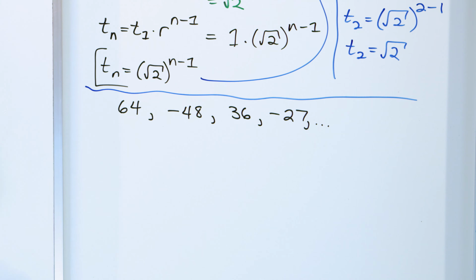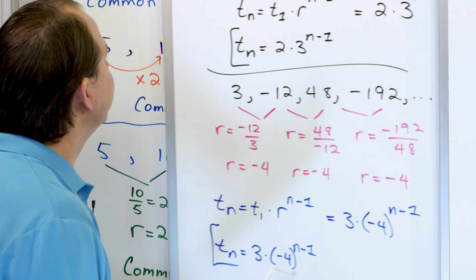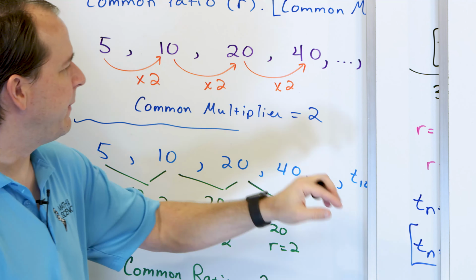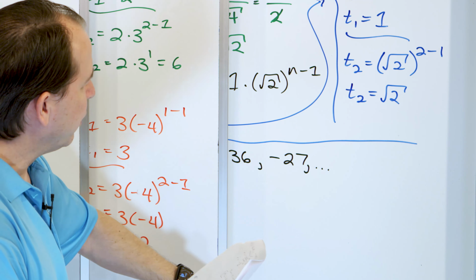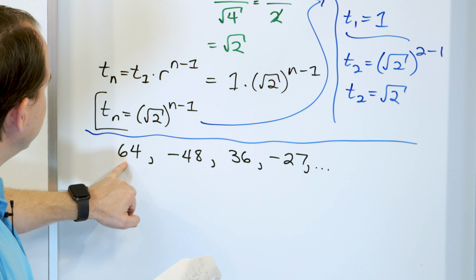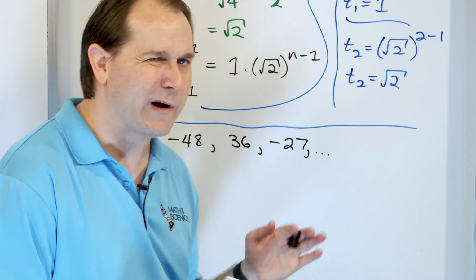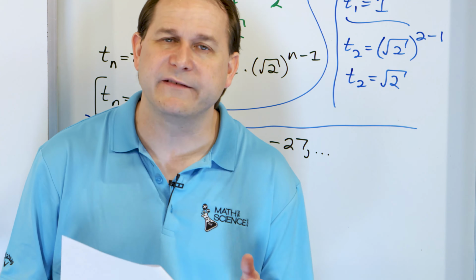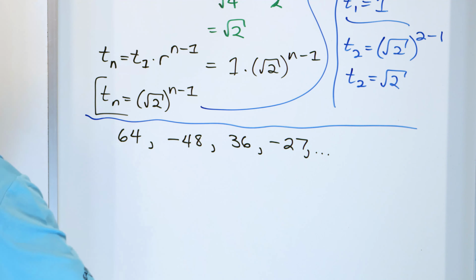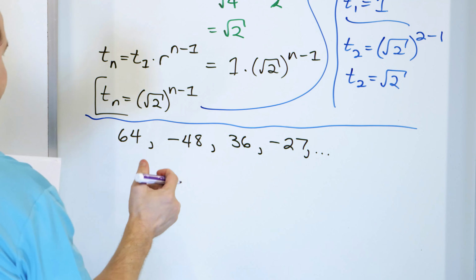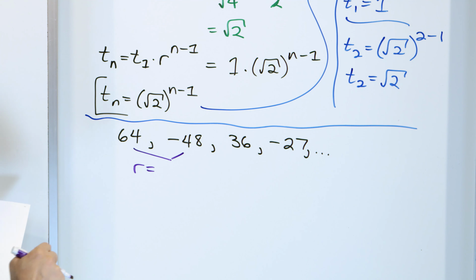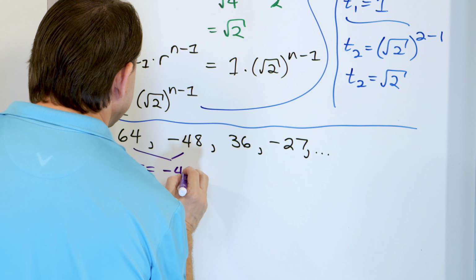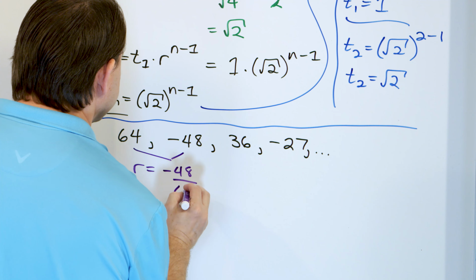I mean, it's pretty easy when you're looking back at something like, oh yeah, multiply by 2 each time. But I don't know about you, I'm not going to be able to determine what the common multiplier, what the common ratio is just by looking at this. So you must do the divisions in order to convince yourself that it is geometric. So let's take a look and figure out what is the ratio here. Take this term, negative 48, over this term, 64.